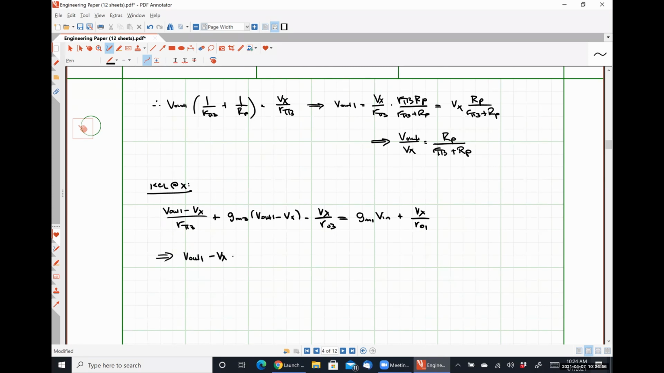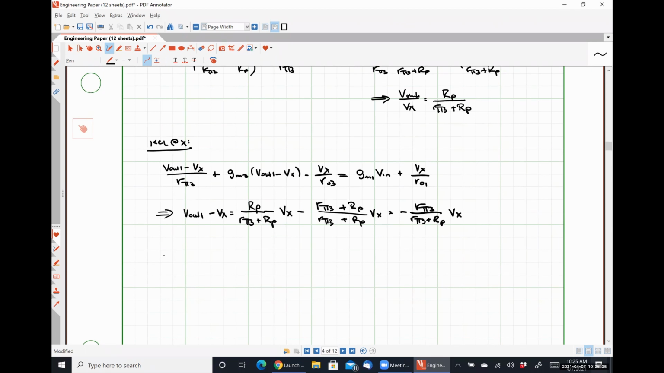So one thing that I want to point out to make our algebra a little bit easier is that V out 1 minus Vx is Rp over R pi 3 plus Rp Vx minus R pi 3 plus Rp over R pi 3 plus Rp Vx, which gives me simply negative R pi 3 over R pi 3 plus Rp Vx. So if I substitute that in, what I get is negative Vx over R pi 3 plus Rp.